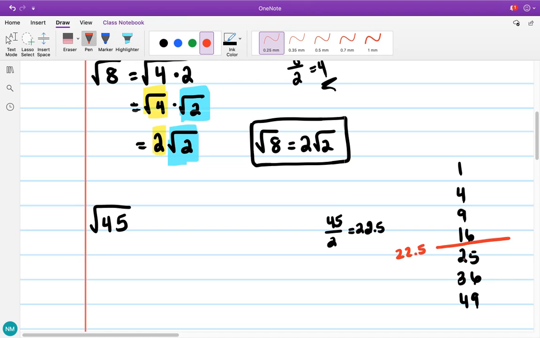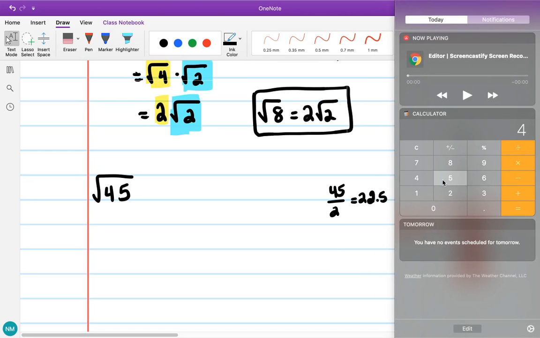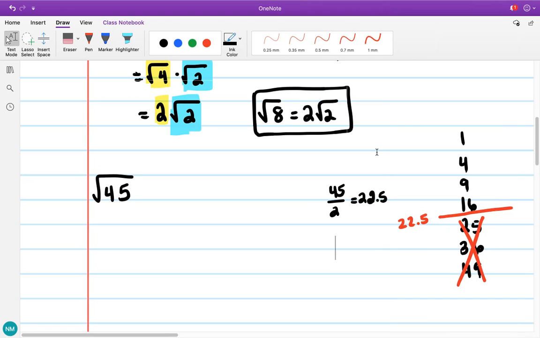22.5 is in between 16 and 25. So these are all out of the question. So I'm just going to start testing 16, 9, 4, and 1. Okay? So is 45 divisible by 16? That's your question, right? You can use a calculator for this. It is equal to 2.8. It is not a factor. Goodbye. So that's out. I'm going to write not a factor.